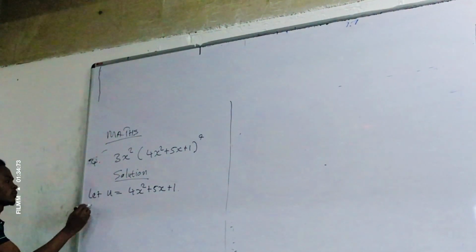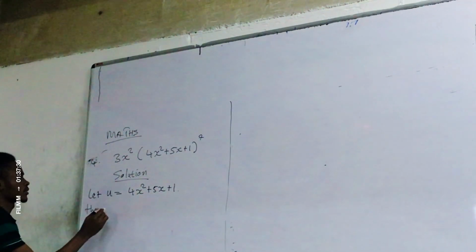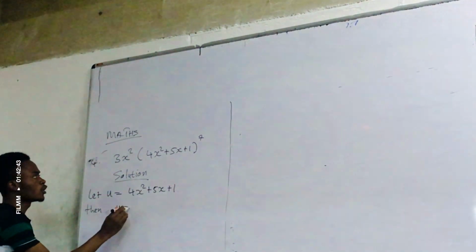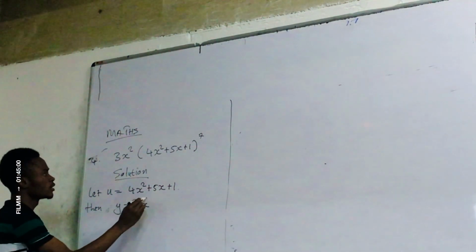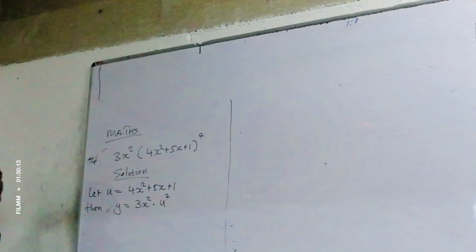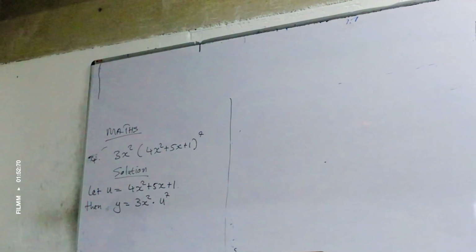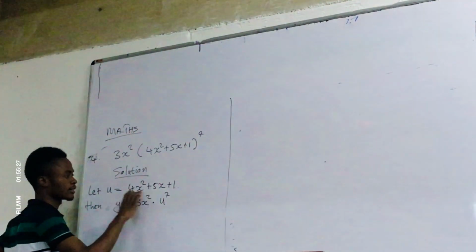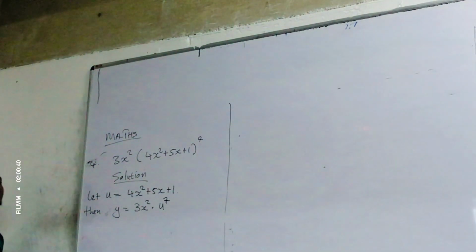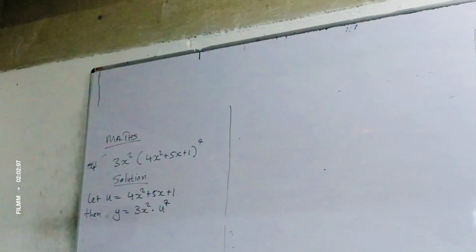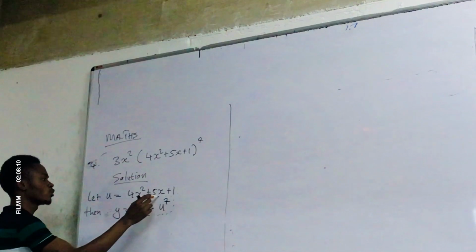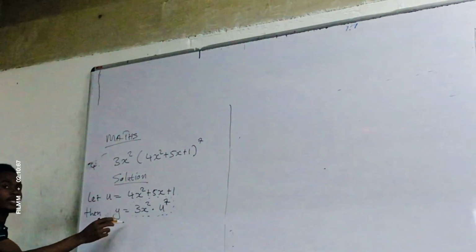Then we know that y will be equal to 3x squared times u to the power 7. You simplify your expression like this. You simplify your question like that. So what are you going to do now? You are going to apply the product rule here.